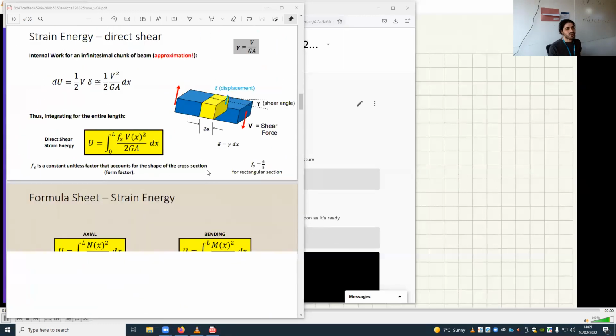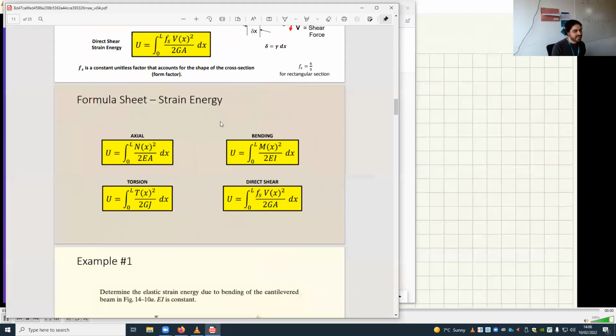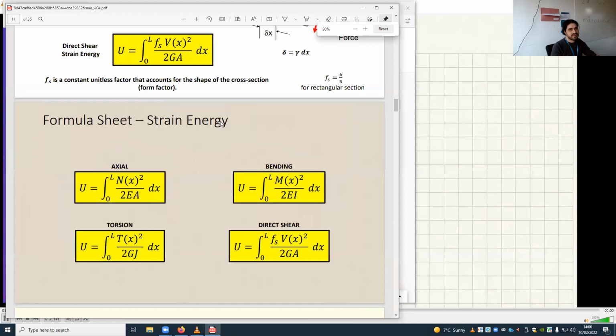Okay, so let's go here. This slide, the strain energy due to the different kinds of loadings. They are very easy to remember, but you don't have to remember them anyway. And it's just an integral.